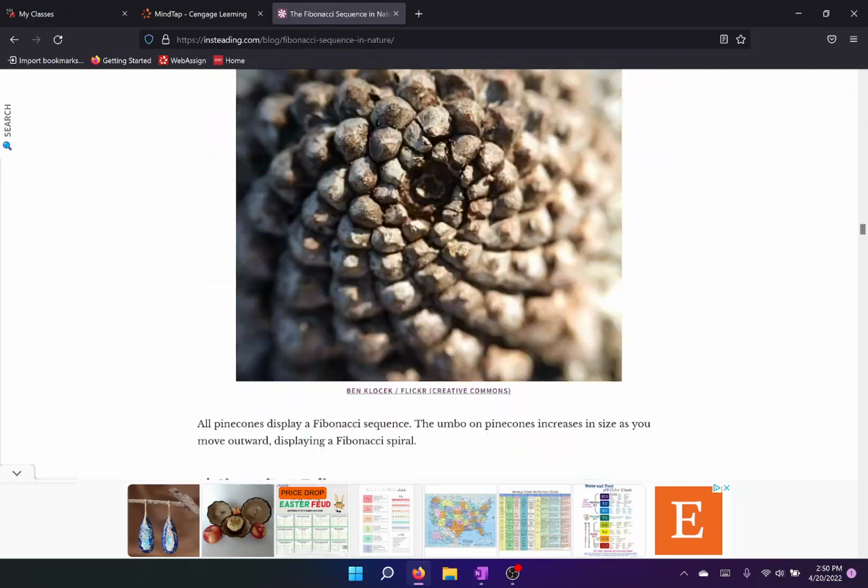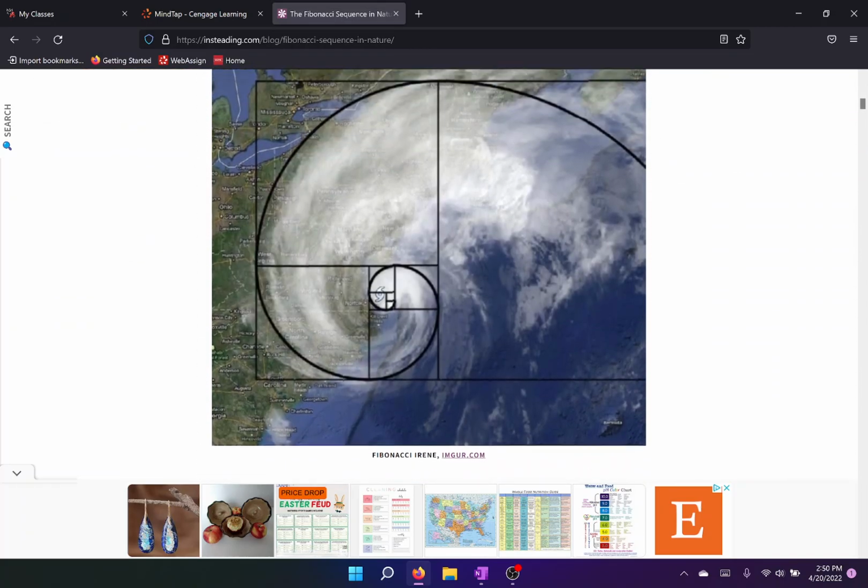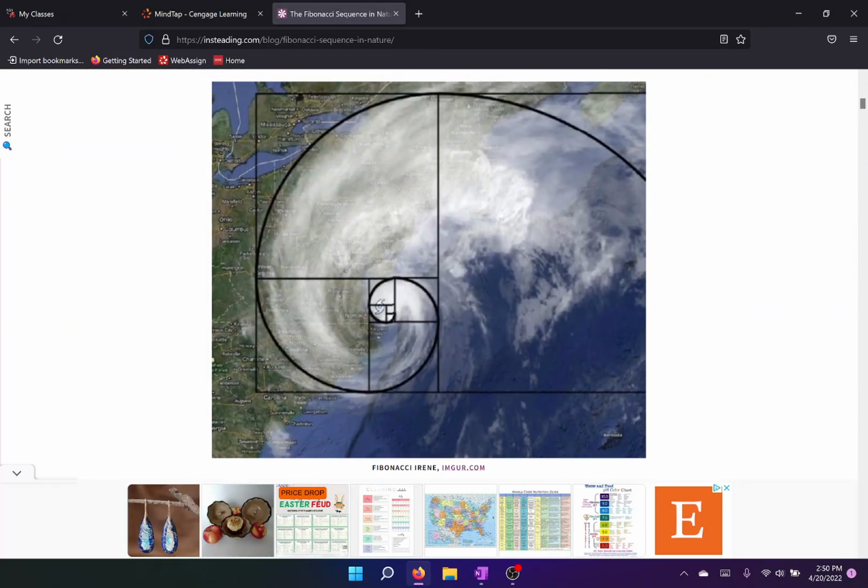This Fibonacci sequence. And what's really cool, if I scroll all the way up, even hurricanes. The eye of the hurricane and the way that it moves around the earth is the Fibonacci sequence if you were to build it just like the Fibonacci spiral.